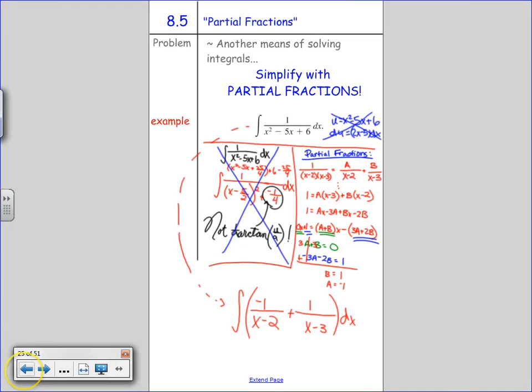Since we talked about yesterday, we have partial fractions. Once again, the trig does not work. U substitution does not work. Partial fractions does. Okay, steps.